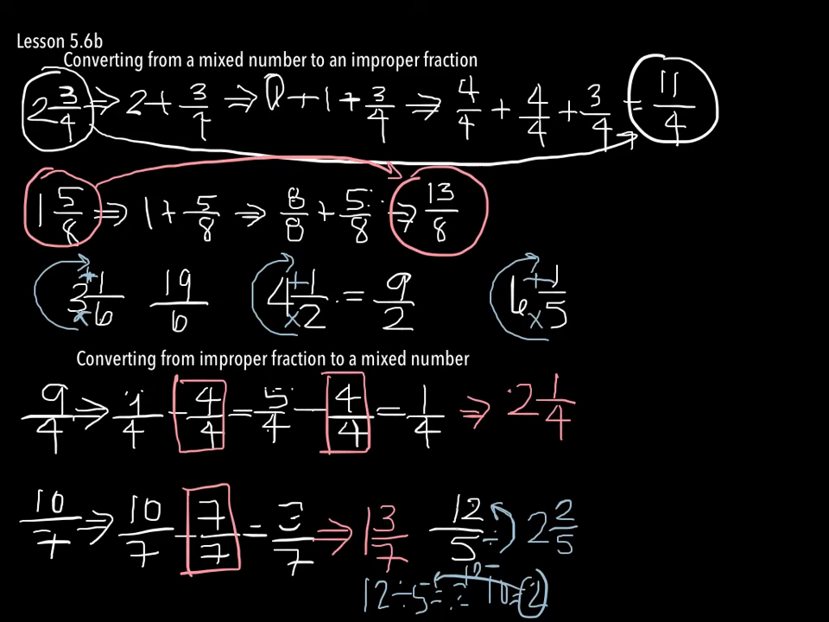Let's look at another one here. 8/3. So how many 3s can I take out of 8? Well, 3, 6, 9. 9 is too big, so it's got to be 6. That's 2. So I'm taking out my 2. 8 less 6 is 2/3. All right. Now this is going to be a little bit confusing, and this one takes practice.